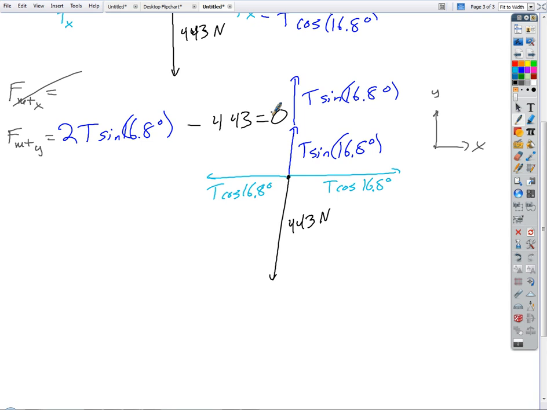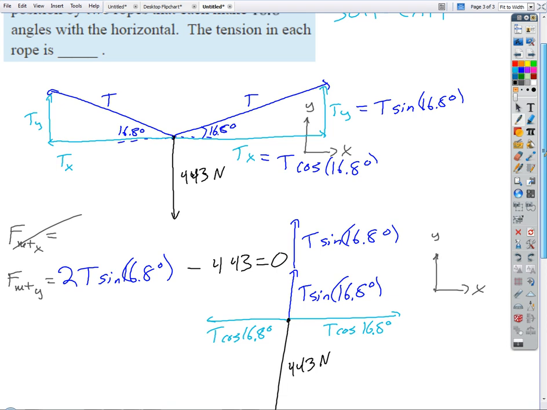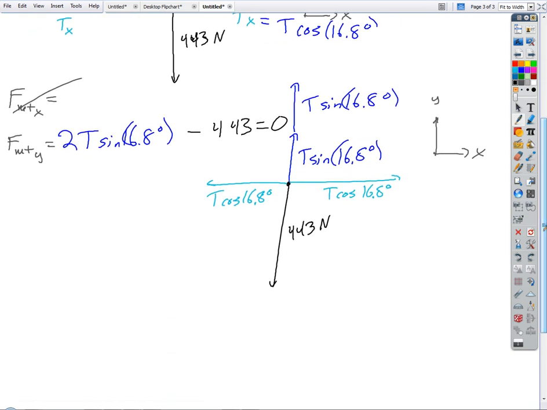What was the original question? The original question just wants the tension in each rope. So all we're doing now is algebraically isolating T. What would I do to get T by itself? T is the answer. T is the tension in the ropes.